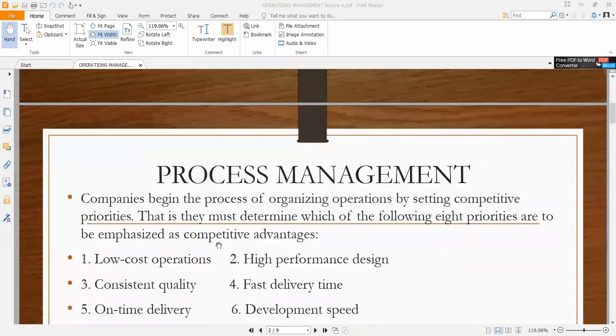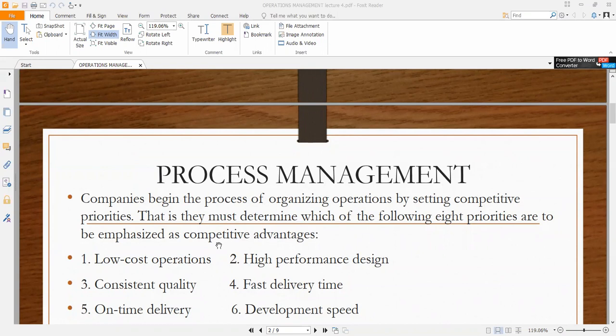Every company needs to set priorities. Now, that setting of priorities has to be competitive. That's why we're saying competitive priorities, meaning putting certain things first, certain things second, certain things third, among other things.